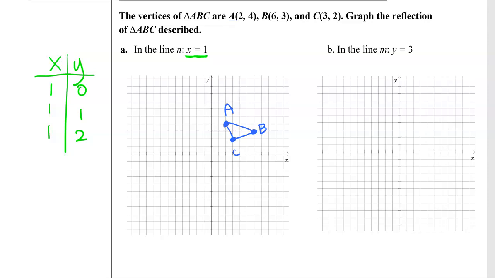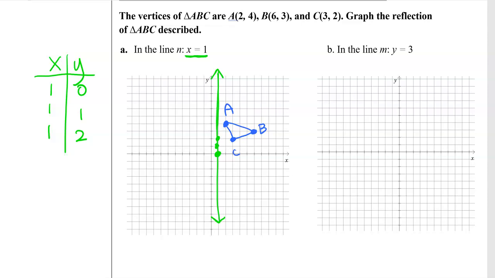If we plot (1, 0), it'll be right here, then (1, 1) and (1, 2). Can you see how it is simply a vertical line? It goes through 1 on the x-axis. You might remember that, or if you don't remember it, you certainly can make your table.